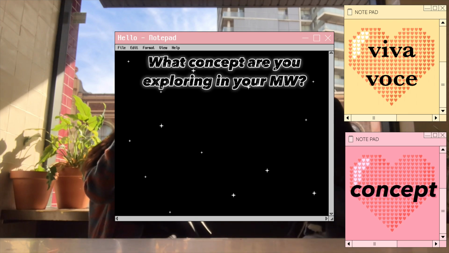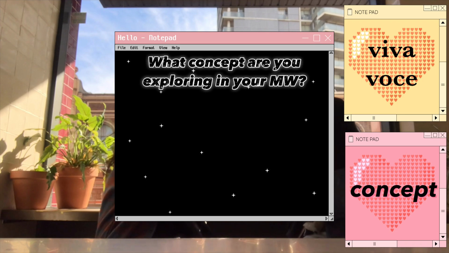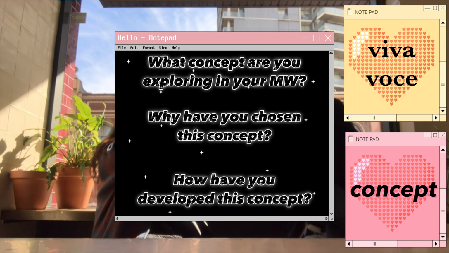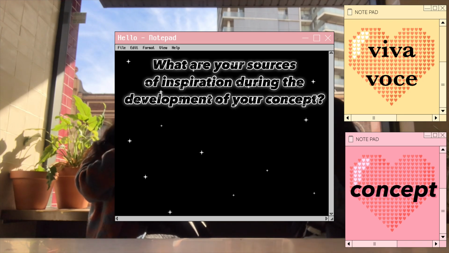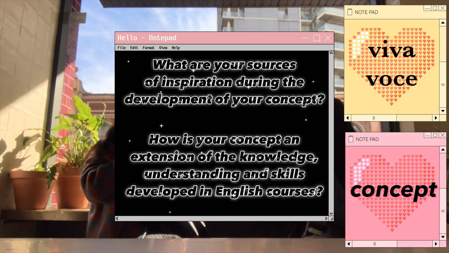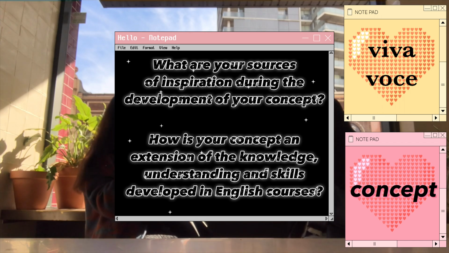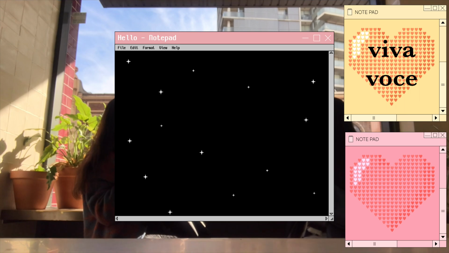Next is concept. What concept are you exploring in your major work? Why have you chosen this concept? How have you developed it? And what are your sources of inspiration during the development of your concept? Finally, how is your concept an extension of the knowledge, understanding, and skills that you've developed in English Advanced and Extension? I think they really like it when you connect your major work to English Advanced and Extension, so make sure you prepare something for this.